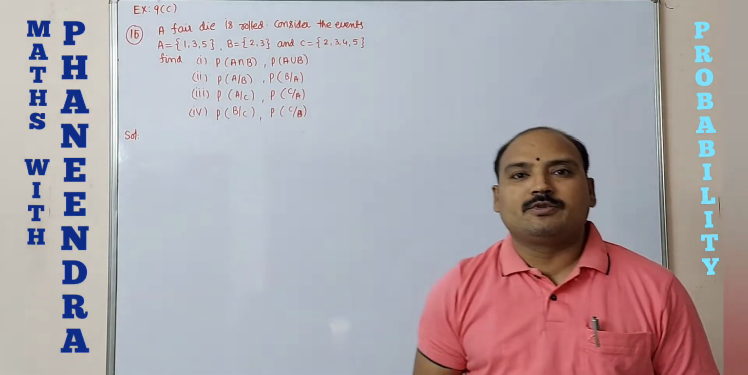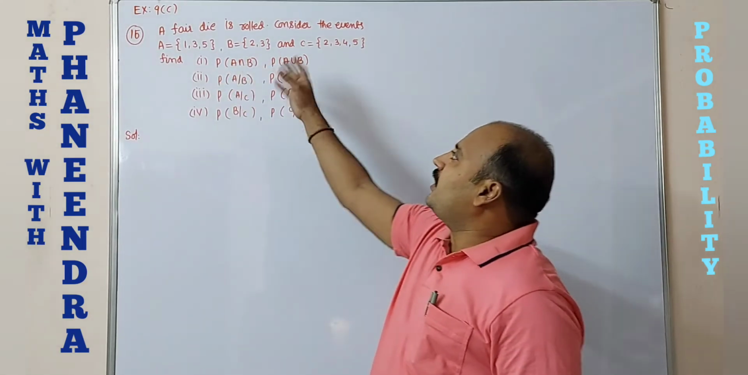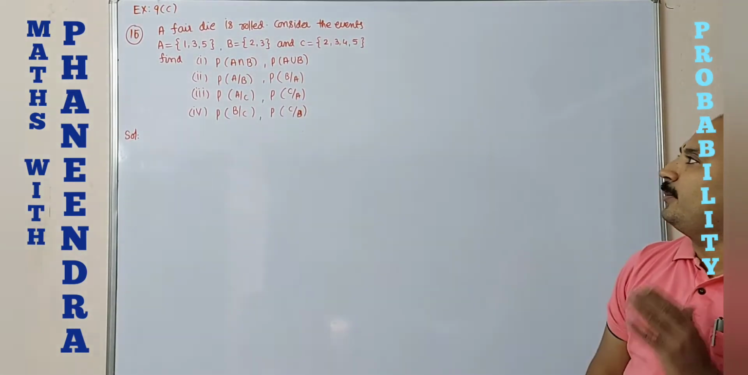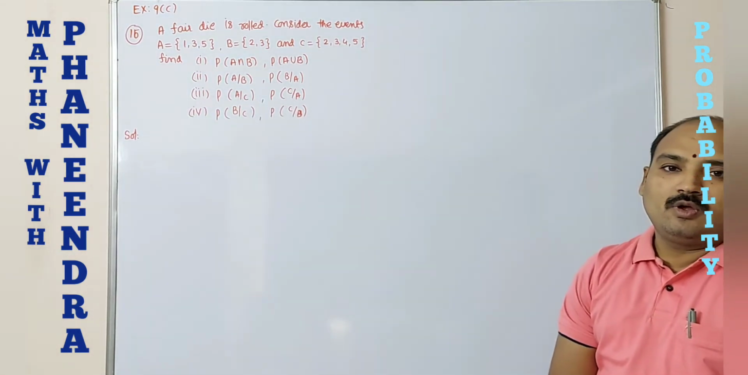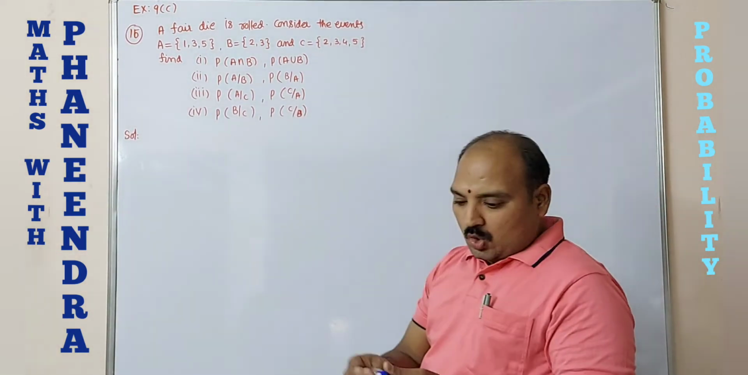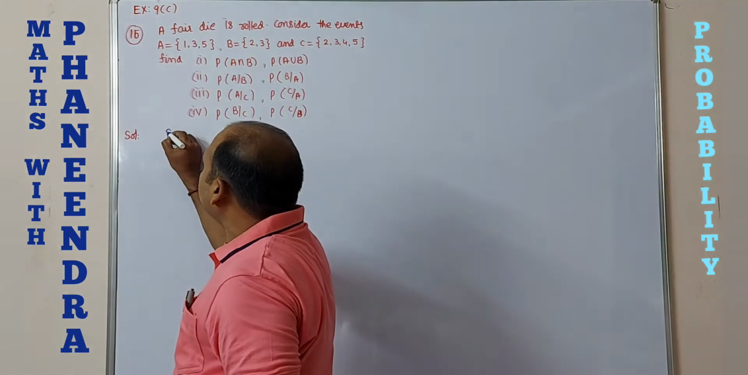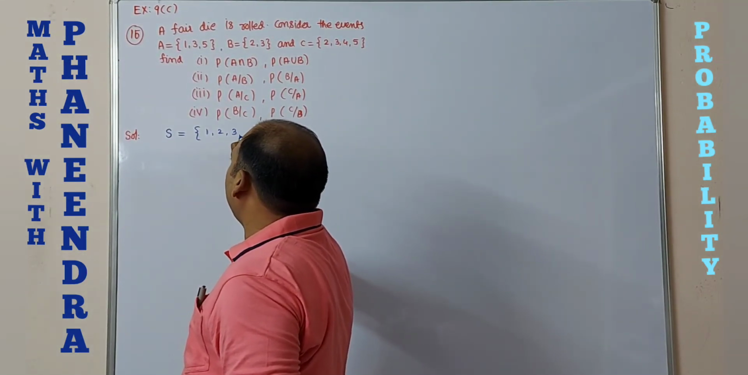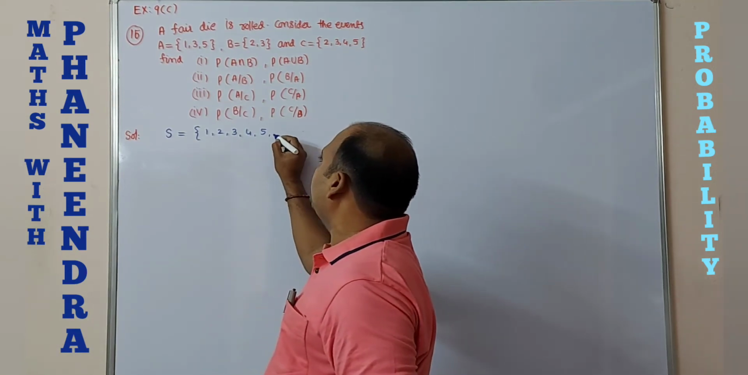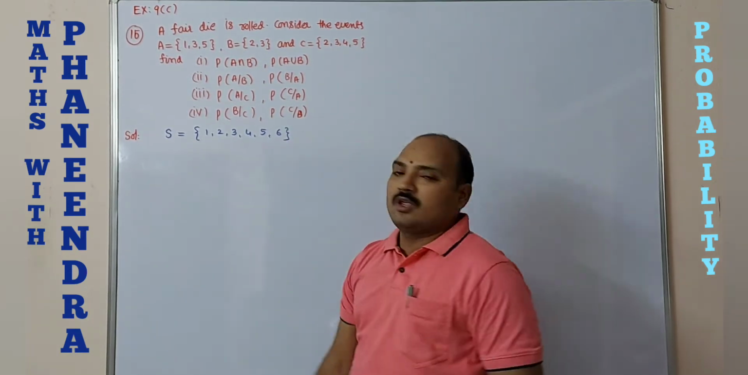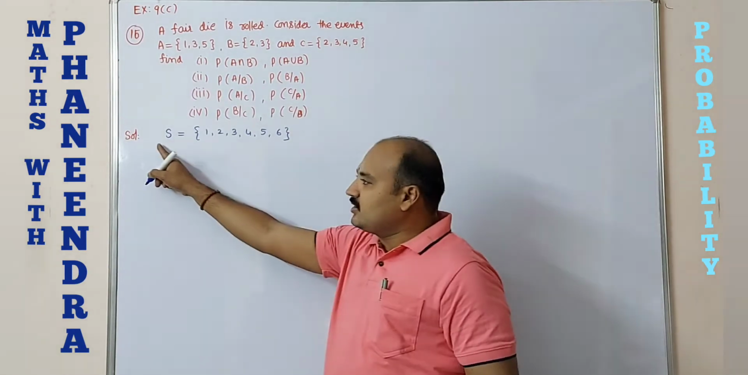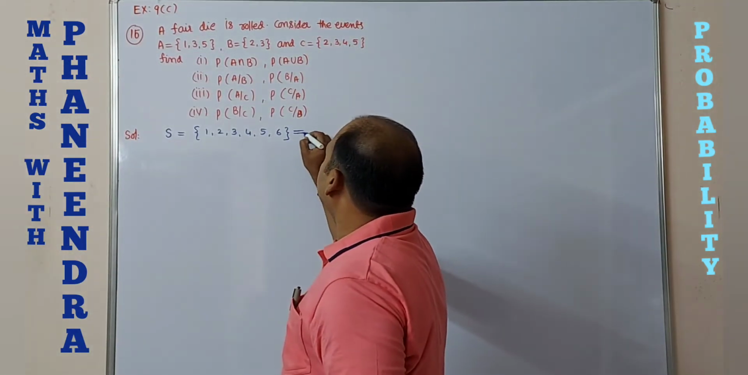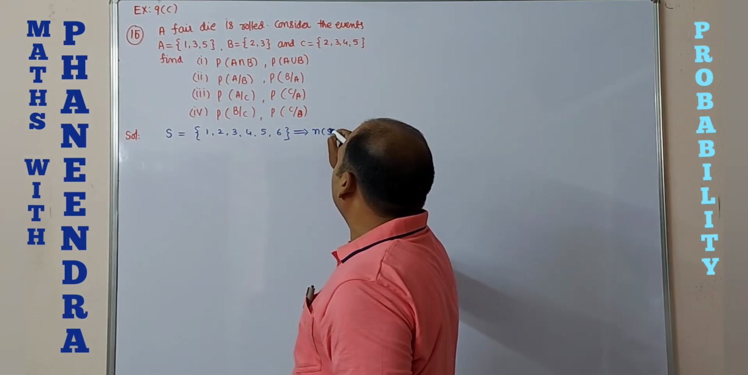The next question, number 16. A fair die is rolled. Consider the events A, B, C. A fair die is rolled. What are the total possibilities? S is equal to 1, 2, 3, 4, 5 and 6. These are the total number of possibilities. So that implies that n of S is equal to 6.